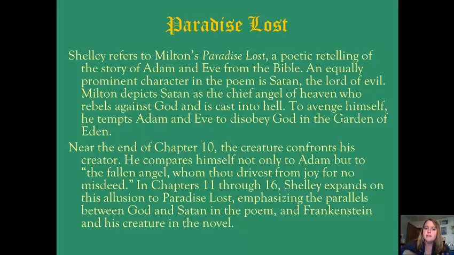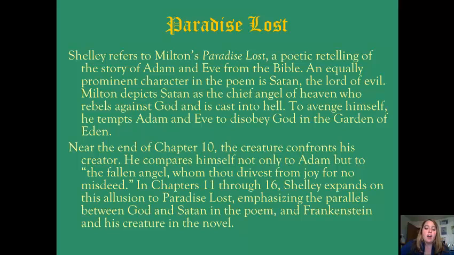Now, Paradise Lost is this really cool poetic retelling of the story of Adam and Eve from the Bible, but the difference in Paradise Lost is that Satan is present, right? Remember, there's a serpent in the Hebrew scriptures that doesn't represent Satan because the Hebrews don't have a concept of Satan. But for Milton, he depicts Satan as the chief angel of heaven who's rebelled against God, is cast into hell, and so he tempts Adam and Eve in order to avenge himself. This is the story that Shelley is using as inspiration for her retelling of Genesis.